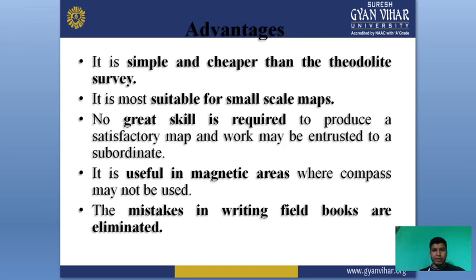It is also simple and cheaper than the theodolite. It is most suitable for small scale maps. No great skill is required to produce a satisfactory map, and the work may be entrusted to a subordinate. It is useful in magnetic areas where a compass may not be used. The mistakes in writing field books are eliminated.